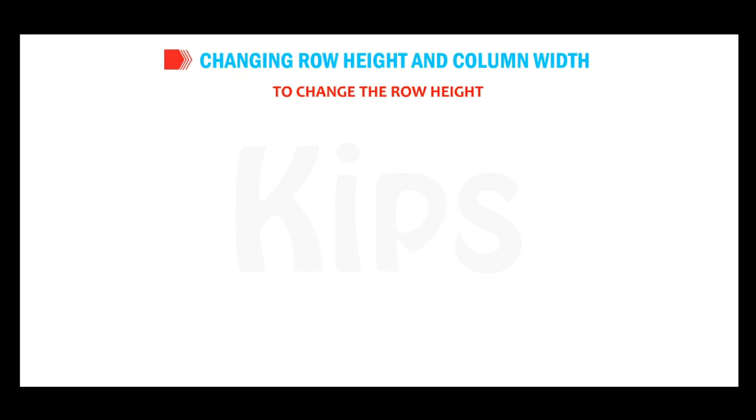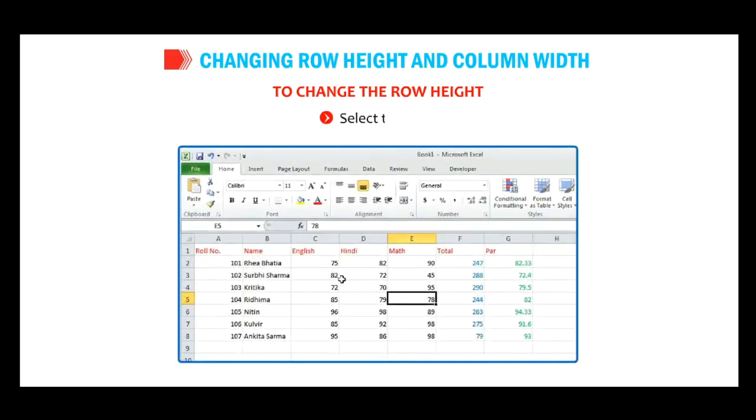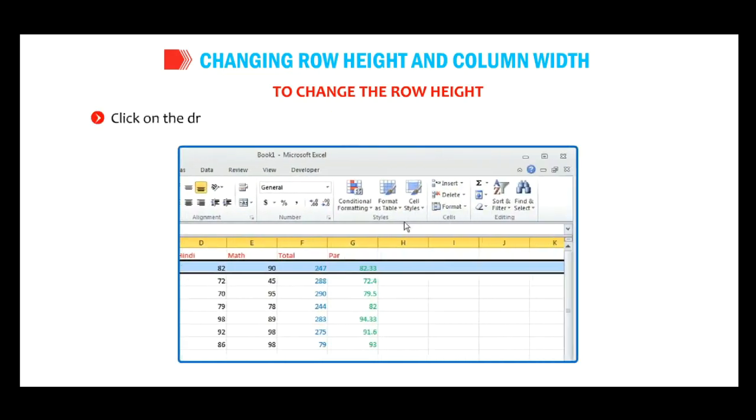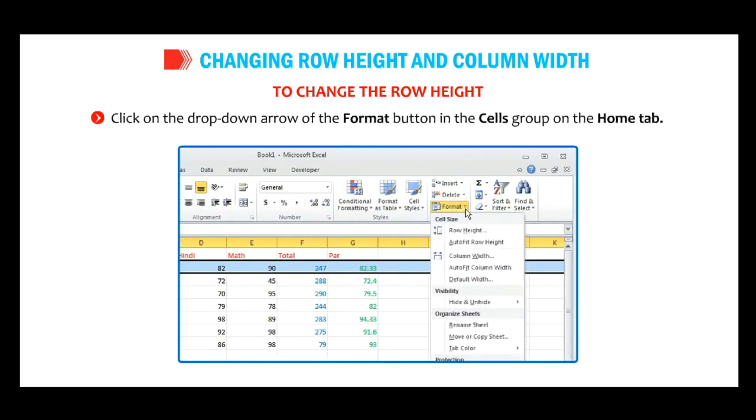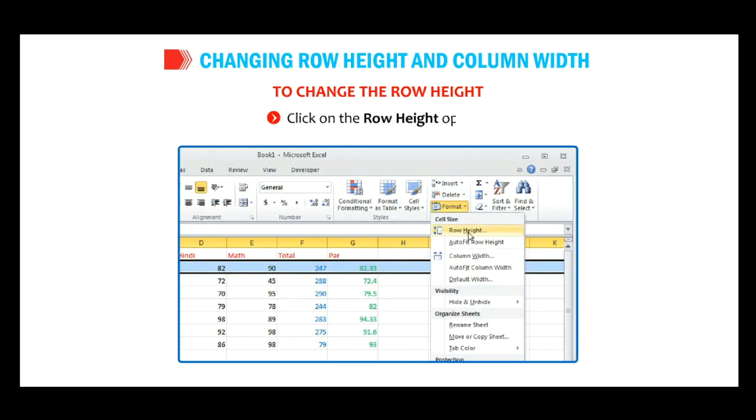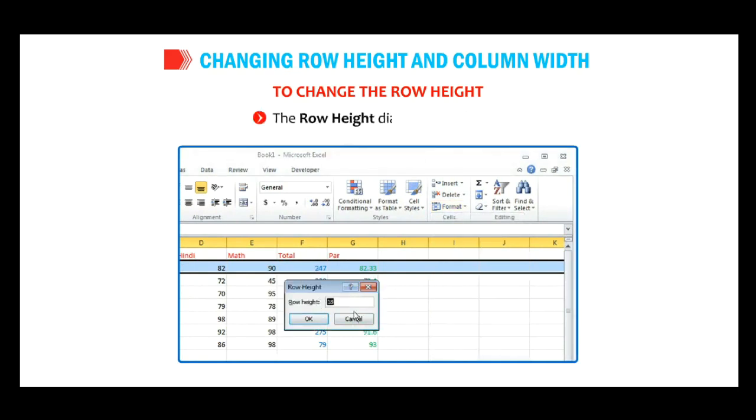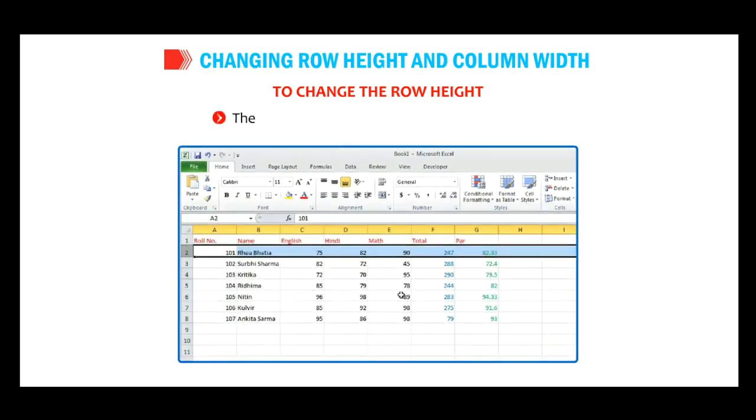To change the row height, select the row, click on the drop-down arrow of the Format button in the Cells group on the Home tab. Click on the Row Height option. The Row Height dialog box appears. Enter the desired value and click OK. The change will be reflected on the selected row.